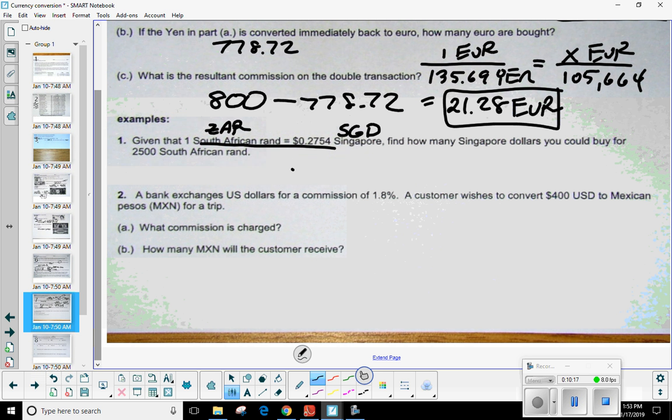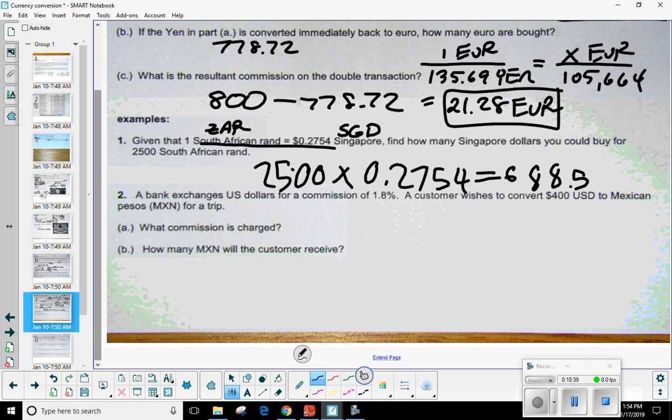Sure. What'd you do? I did 2,500, and then I multiplied it by 0.2754, and that got me 688.5 Singapore units of currency. I guess Singapore dollars. Okay. What do you guys think? That is perfect. Yes. Okay. Because when you set up the proportion, you'll actually be multiplying those together. Good. Did anybody want to see the proportion? Yes. Okay. All right. Good.